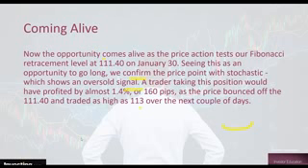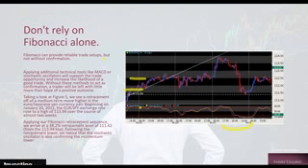Now the opportunity comes alive as the price action tests our Fibonacci retracement at the 111.40 level on January 30th. Seeing that this is an opportunity to go long, we confirm the price point with the stochastics, which shows an oversold signal. A trader taking this position would have profited 1.4% or 160 pips as the price bounced off the 111 and traded as high as the 113. So in other words, let me just erase these markers.